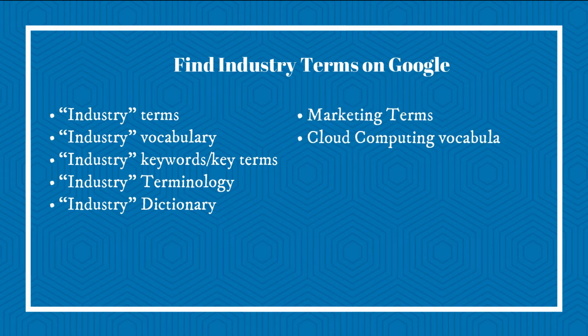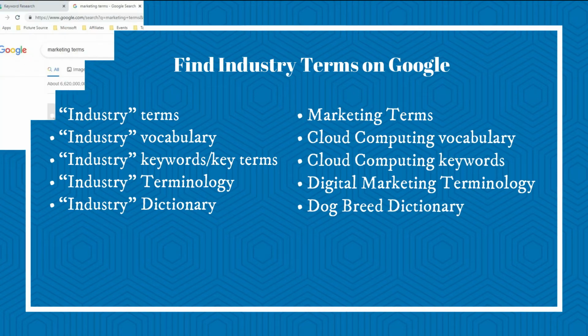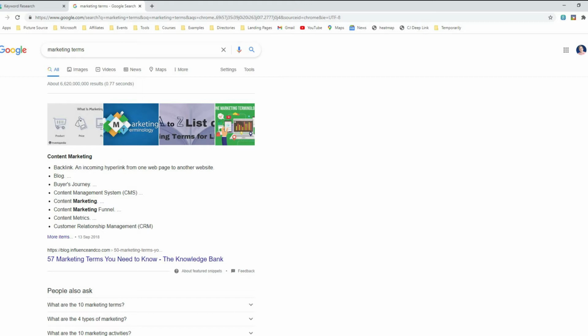For example, if I search for marketing terms, I can find pretty quickly a long list of marketing terms that includes my targeted seed keyword, content marketing. And the second way is to use Google Keyword Planner.